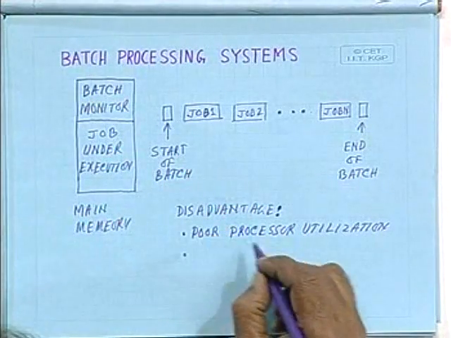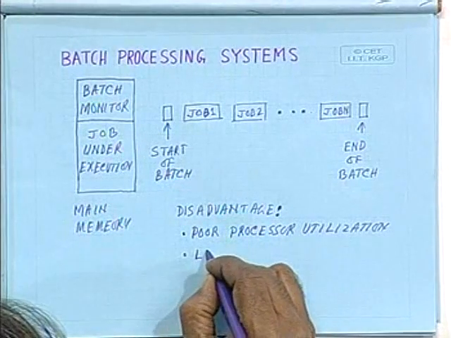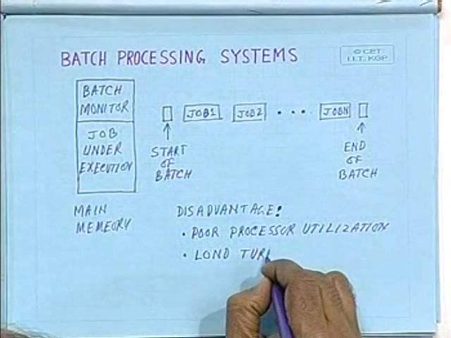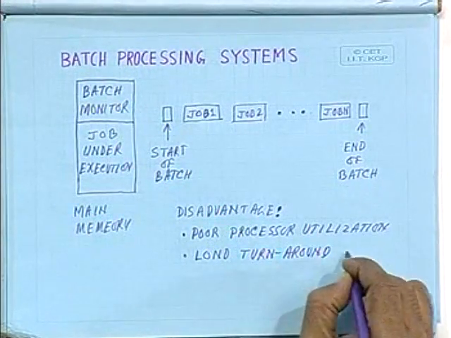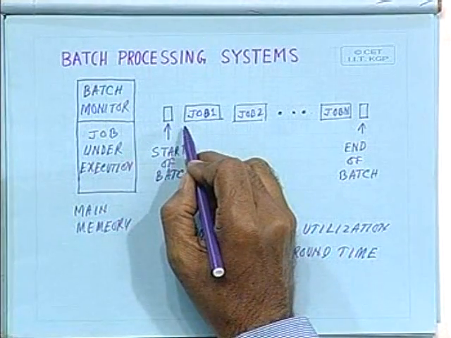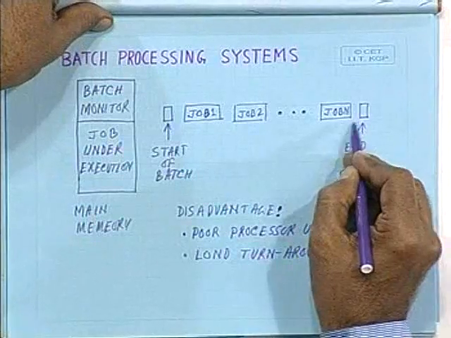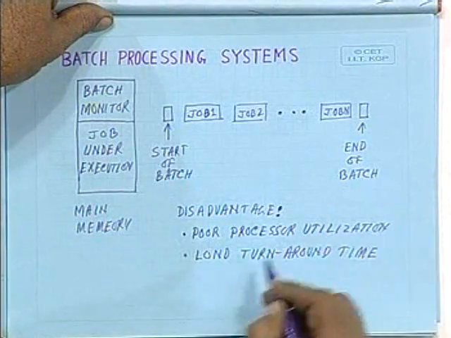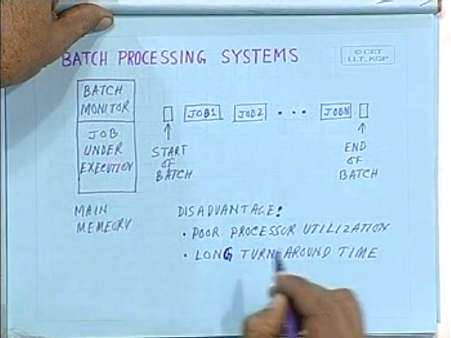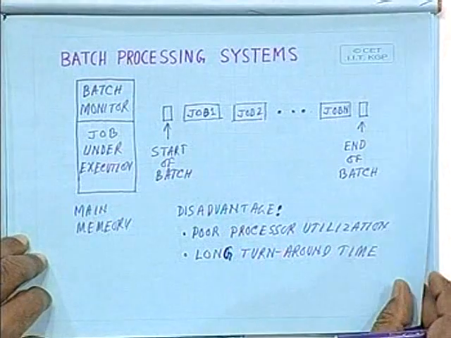Another important disadvantage of this approach is that it has a long turnaround time. What is turnaround time? In this case, a particular user submits their job, then waits for the result. The time between the submission of the job and getting the result is the turnaround time. And obviously, in this case, irrespective of when the job is submitted, the user has to wait for the entire period, and only after all the jobs are executed will they get the result. As a result, the turnaround time is very long.